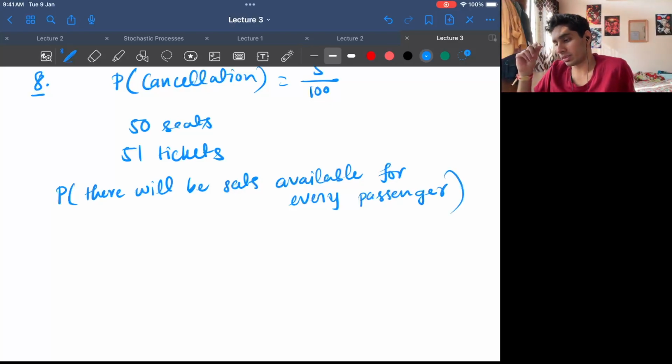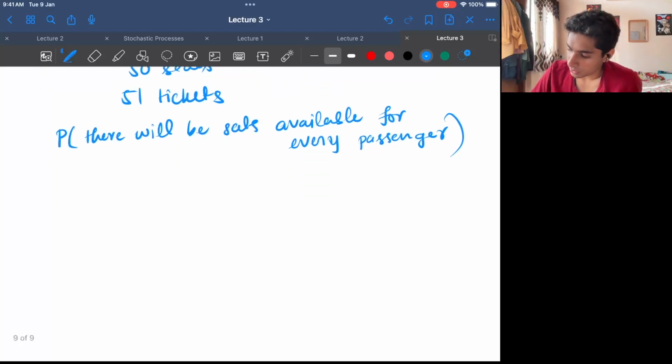So basically, let's say they sell 51 tickets, okay, and all of the 51 people come. No, actually one cancels the ticket. If that happens, then since they have 50 seats and there will be 51 people, there will be one seat that will be left out, right? So there will be one person who won't get any seat, basically. So what is the probability that doesn't happen?